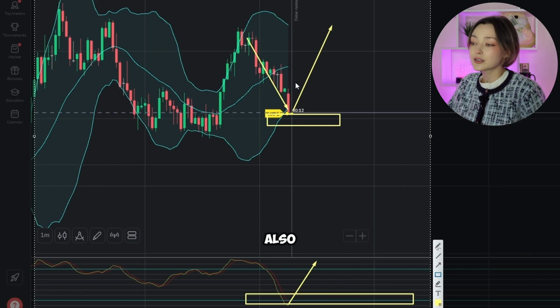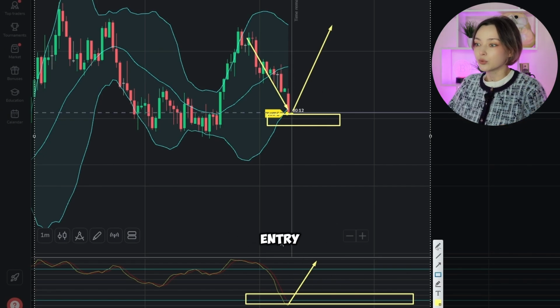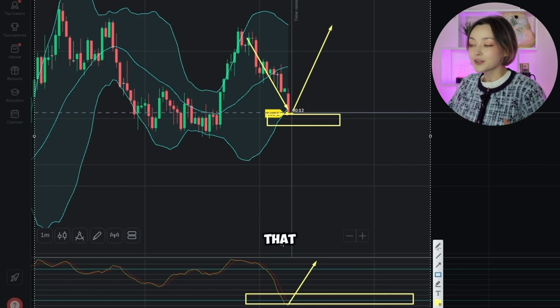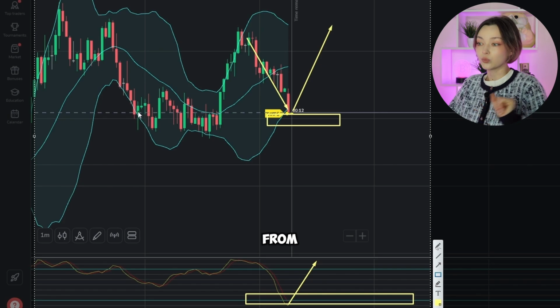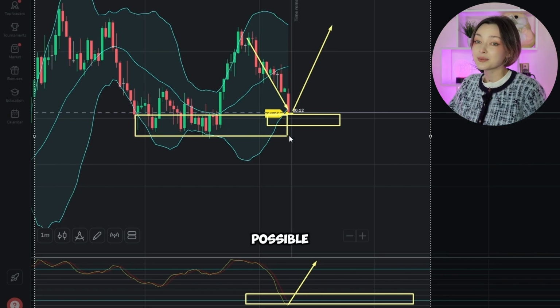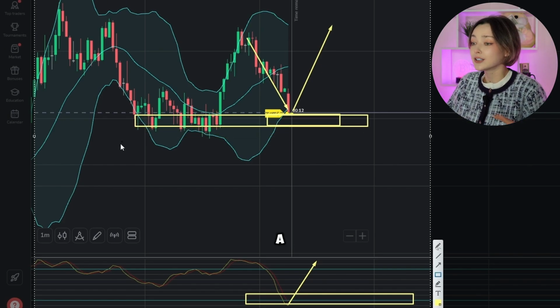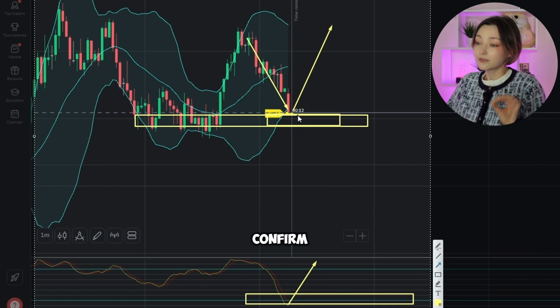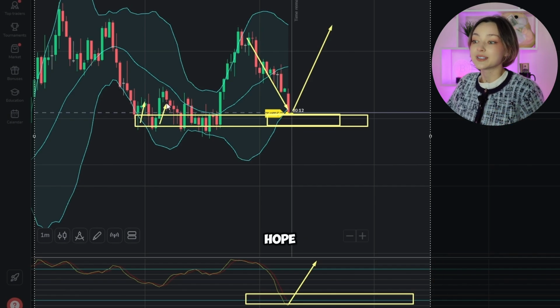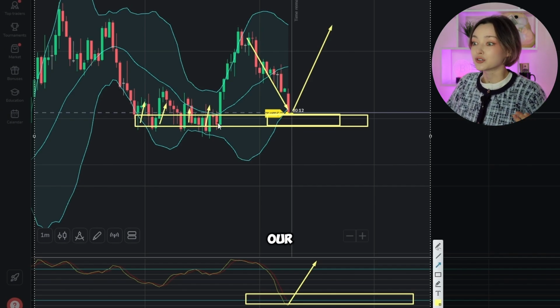Of course, we should also look for confirming factors that would reassure our entry point. In this case, that confirming factor will be the fact that there is another local support level from which a pullback is pretty likely to occur, because I can see a large number of reactions at this level, and these reactions confirm the strength of said level. So I hope it's clear. Let's wait for our trade to close.